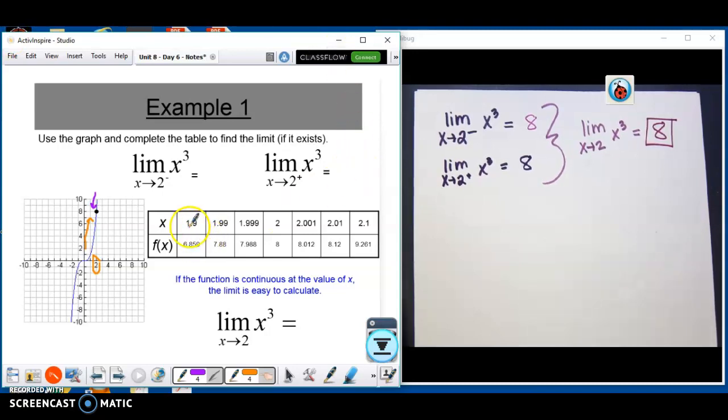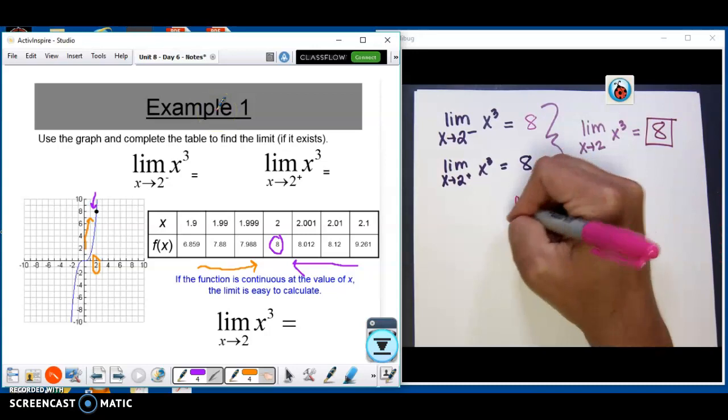So if we were going to look at the table, these numbers are smaller, so this would be like coming in from the left side. And you see those numbers get closer and closer to 8. And then coming in, these numbers are bigger, so if you go from this side, it'll be coming in from the right. But you're still approaching the same thing. There's no jump in the graph here.